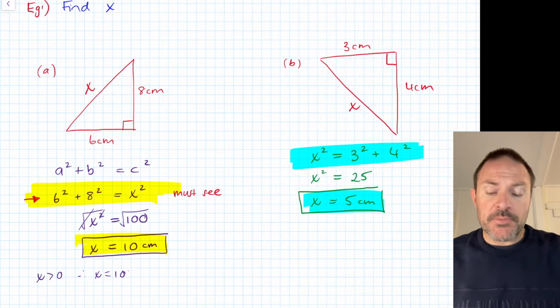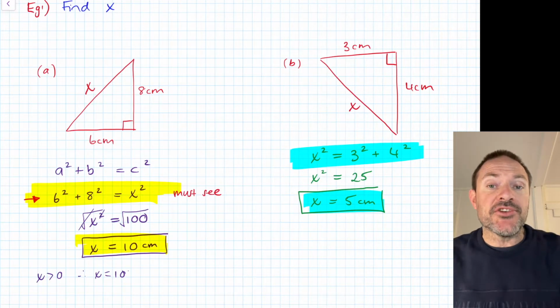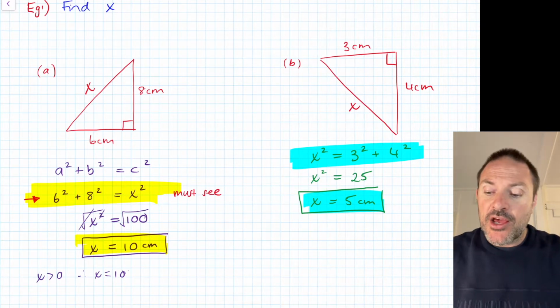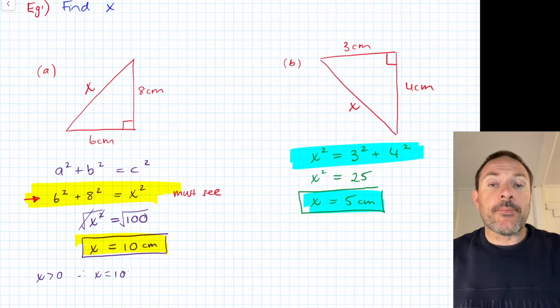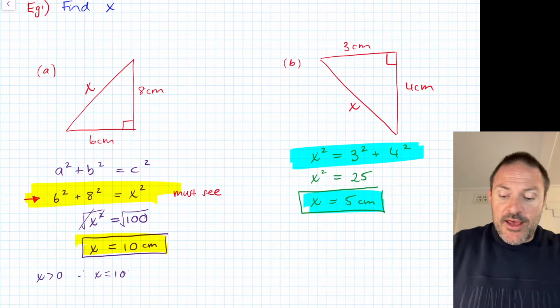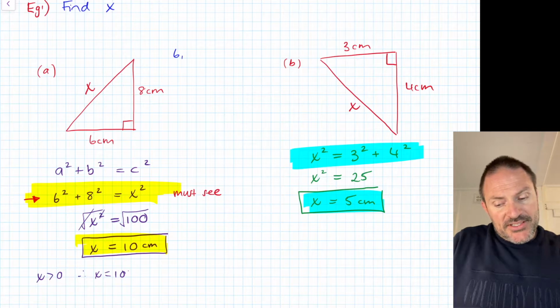Now, these are special ones because we have integers. We have whole numbers as our answer. You might remember this being called a Pythagorean triad, often written like this, 6, 8, 10.